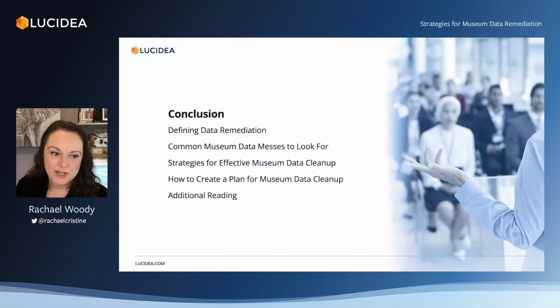So in conclusion, we spoke about what data remediation means, and essentially it means data cleanup. We did review the common museum data messes to look for by walking through each of the Dublin Core schema fields that are typically used. We then spoke about strategies for effective museum data cleanup, going through different scenarios where one may make more sense than the other. And then based on all of that information, how to create a plan for your museum data cleanup so that you can start tackling it in a way that is effective and sustainable. And we ended with some suggested additional reading.